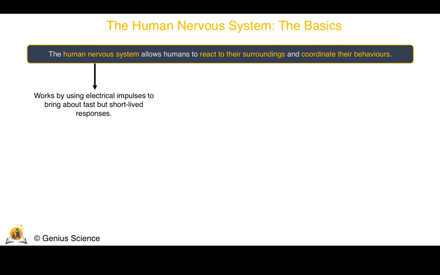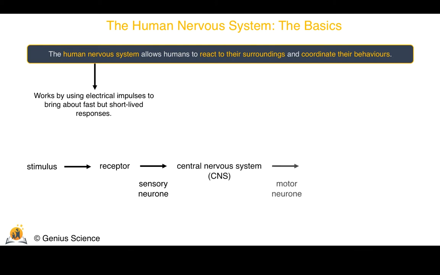Here is a brief summary of how the human nervous system works. First of all, we have a stimulus. And this stimulus is detected by cells called receptors. Then the receptor transmits the message or the electrical impulse along a sensory neuron to the central nervous system. Then it goes through the central nervous system to a motor neuron, then to an effector, and then finally we get a response.